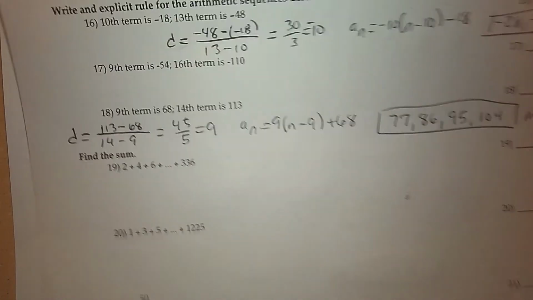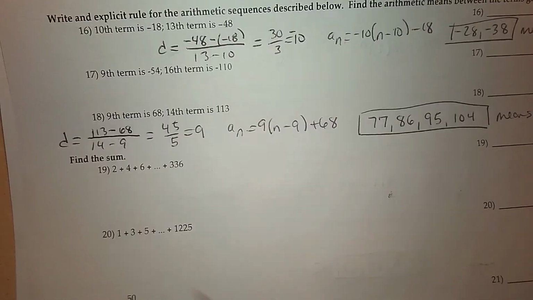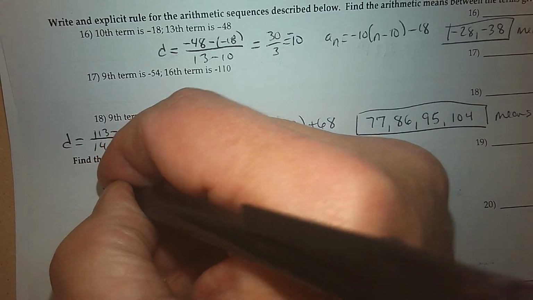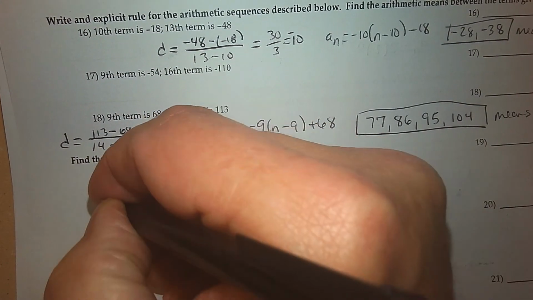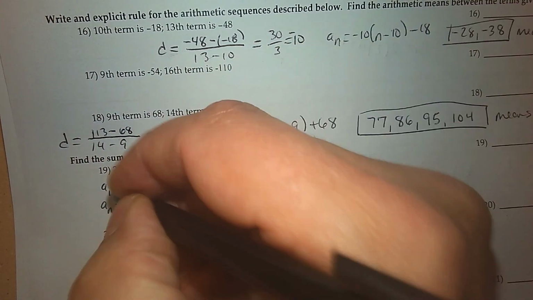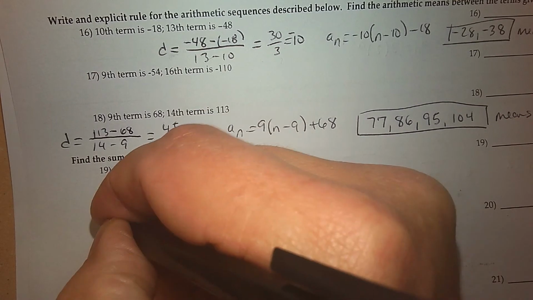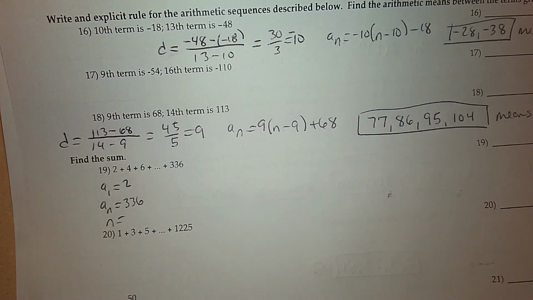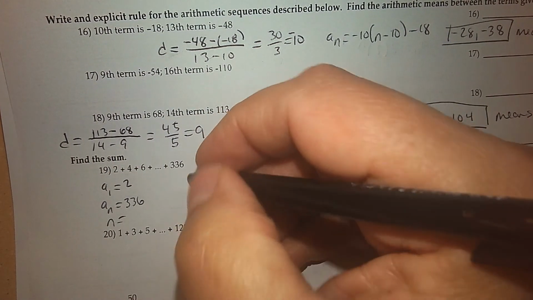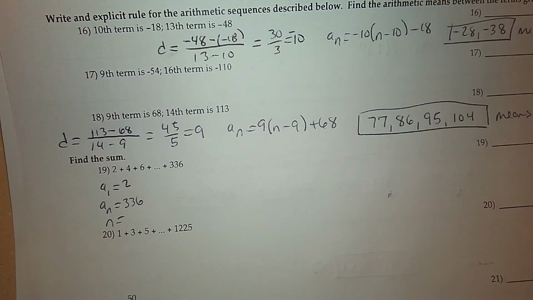Can you find the arithmetic sum? So I need to know the first term. I need to know the last term. The only thing I don't know is how many terms there are, and I do need to know that. So that I need to solve for first. What am I doing, 19? I keep going that way. So I'm going to do 20.